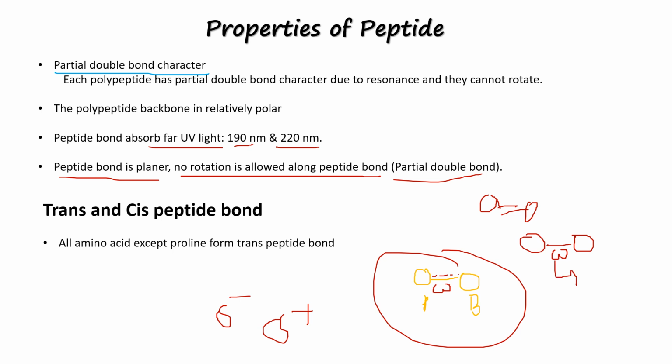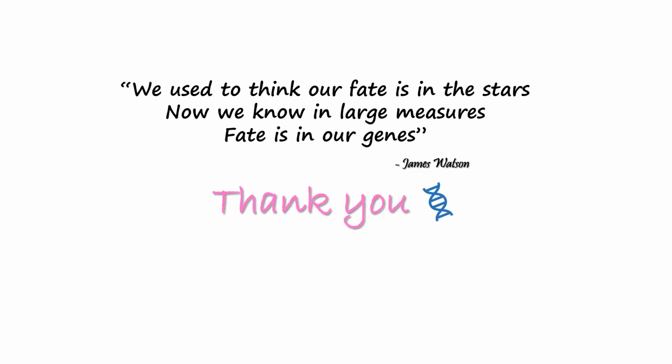The backbone is relatively polar. It absorbs UV light of 190 to 220 nanometer, and no rotation is allowed in this peptide bond. Generally, we have a trans or cis peptide bond. All the amino acids except proline form a trans peptide bond. Proline can form a cis bond, which is only in its terminal region. On the terminal region, proline will form a cis, otherwise it will also form a trans. But other than this, all the amino acids will form only a trans peptide bond. So that's all about the properties of peptide. Thank you.